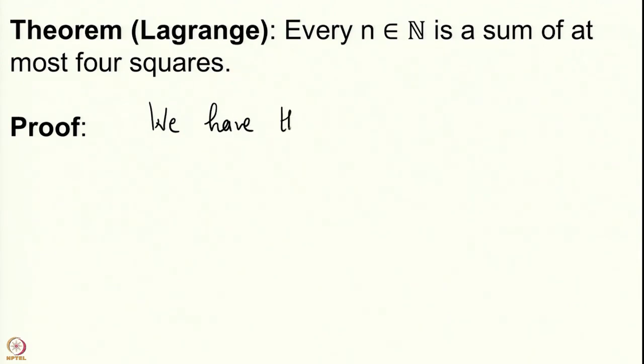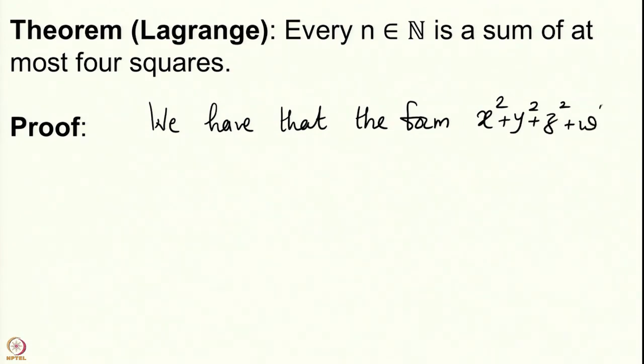So, we have that the form x square plus y square plus z square plus w square is multiplicative. Let me recall that we have given 2 proofs of this. We actually proved that x square plus y square plus z square plus w square is the determinant of a special type of matrix. And further, if you take any 2 such matrices and take their product, then the product is again a matrix of the same form. And therefore, the numbers which are represented by these forms have the multiplicativity property.